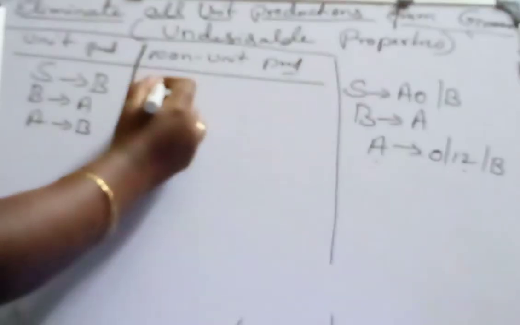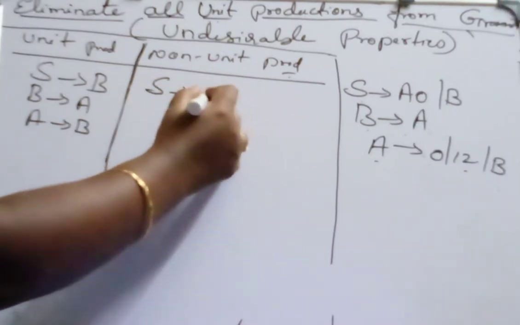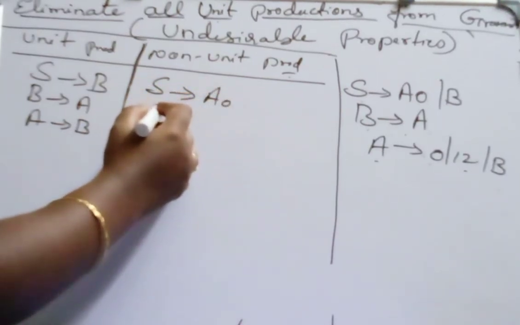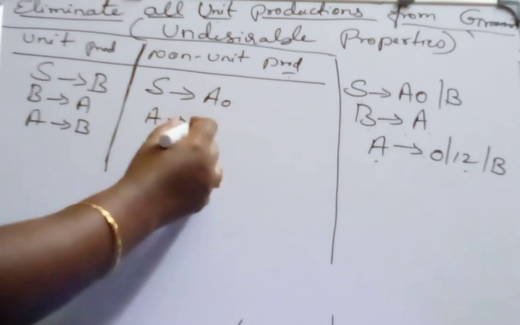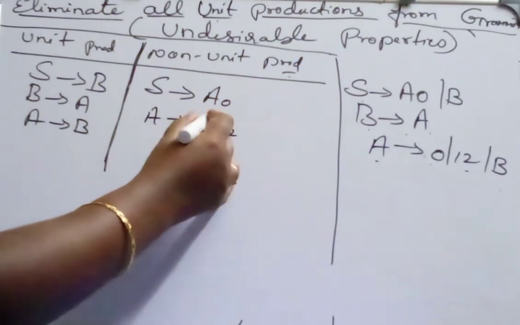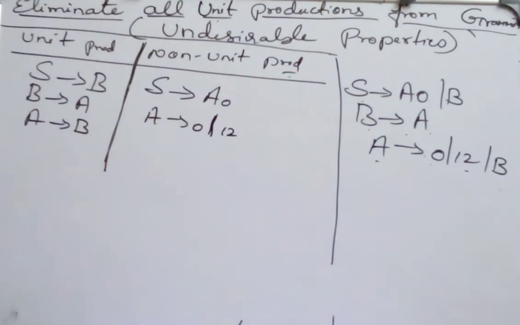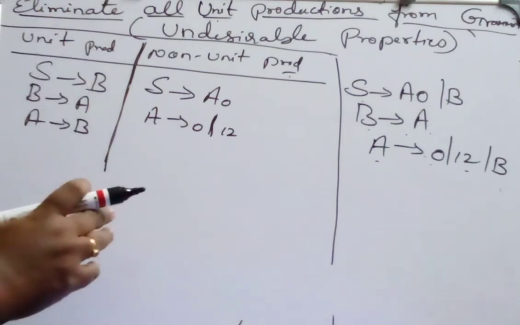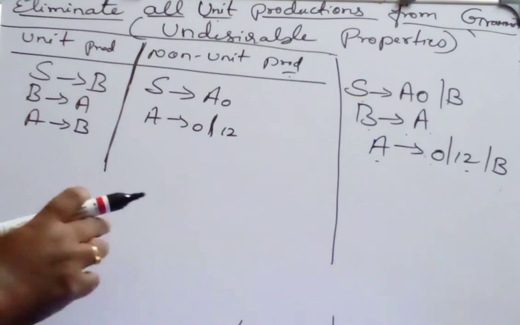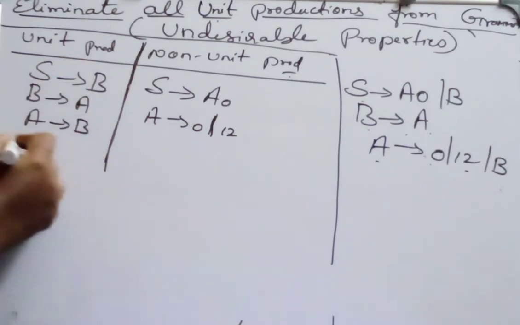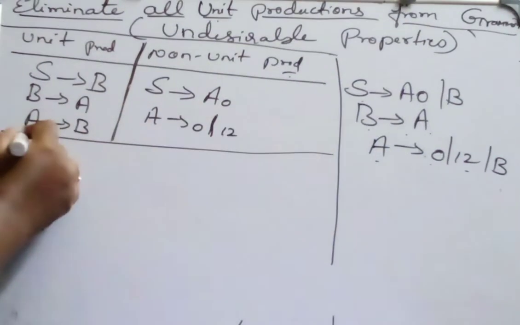Which are the non-unit productions? S derives A0 and A derives 0 or 1, 2. So these two are non-unit productions. This is step 1. The next step is to write the dependency graph. The second step is we should construct the dependency graph.